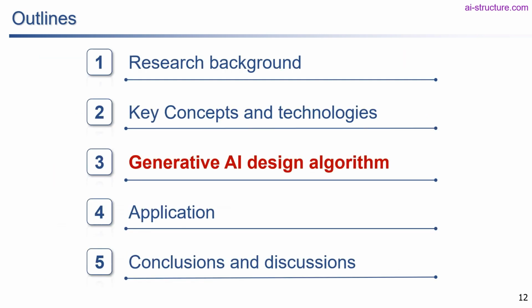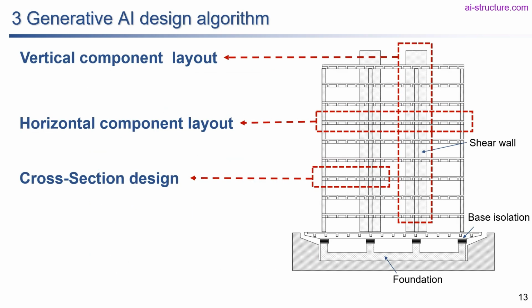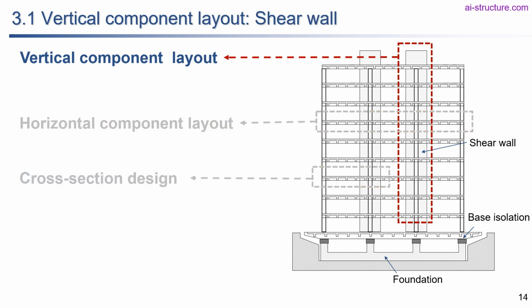Next, we will introduce in detail the generative AI algorithms for building structure design developed by us. We have mainly developed generative AI design technology for the design of vertical components, horizontal components, and component cross-sectional dimensions. First is the vertical member, the shear wall component.